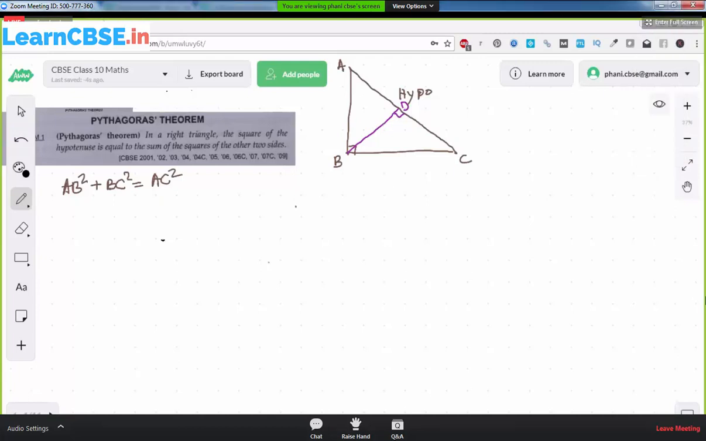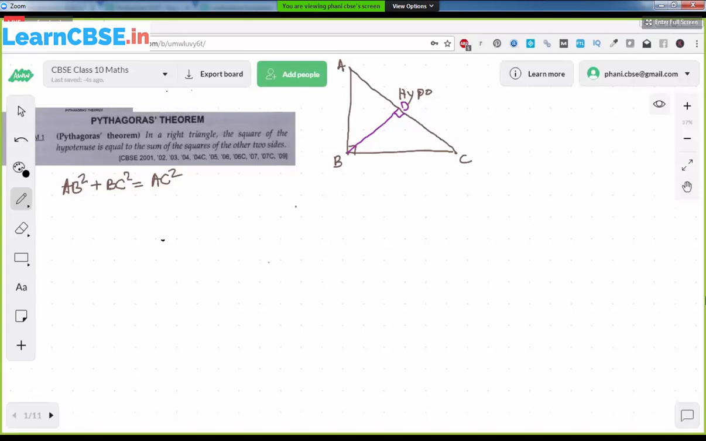Now I have to prove the similarity between the triangle ABD and the triangle ABC. So I'll write for the triangle ABD and triangle ABC, how can we prove the similarity? I just need to show that any two angles are equal. So obviously I can show that angle D equals angle B equals 90 degrees. Both of them are 90 degree angles.